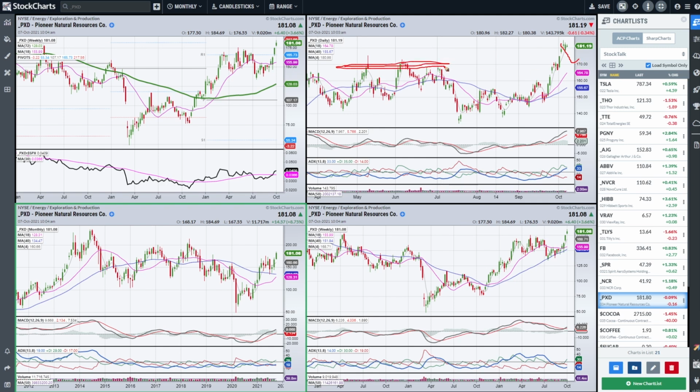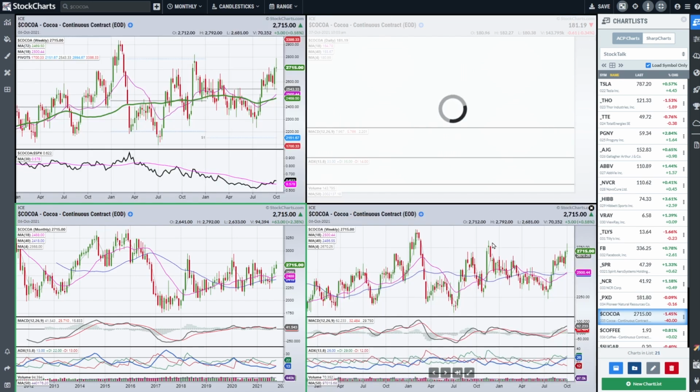There's some pretty strong support, I think, in 170. If we can get a little dip here, I wouldn't chase it. I mean, I like the looks of this, but I would not chase this. I would wait for an opportunity on some type of a little consolidation or a pullback. ADX definitely improving on the daily chart.